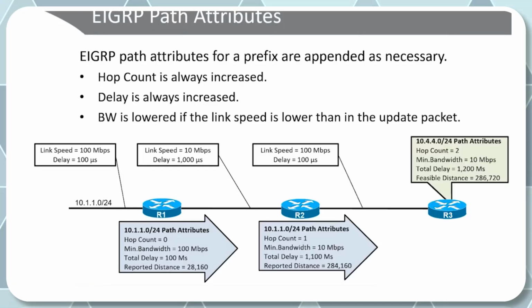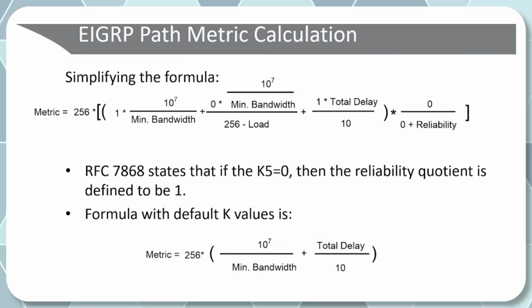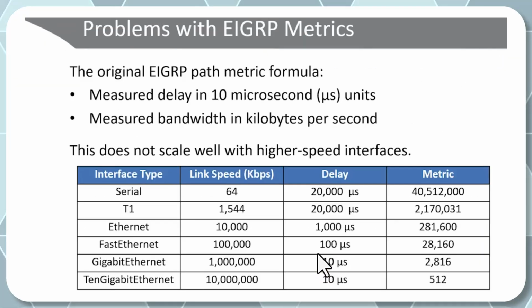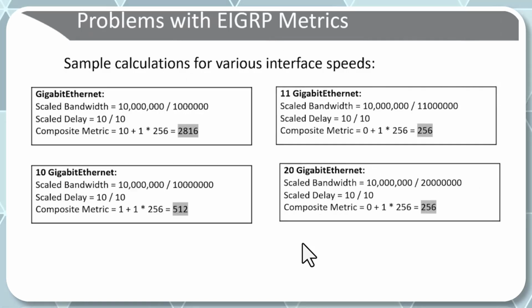So this simple formula, which I have shown you, I am basically using 256 times 10 to the power of 7 upon minimum bandwidth, plus total delay upon 10. So this formula I am using. When I am using this formula, this composite metric we are getting for gigabit. This is for 10 gigabit. This is for 11 gigabit. So if you have two options, 10 gigabit and 11 gigabit, definitely it will go to 11 gigabit.